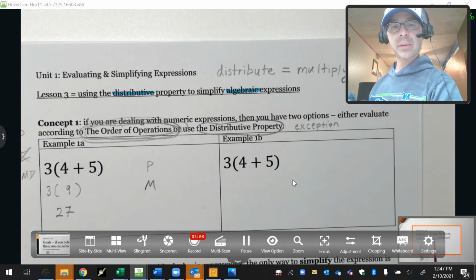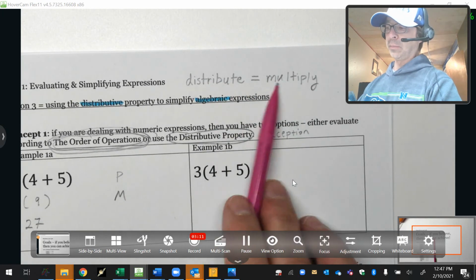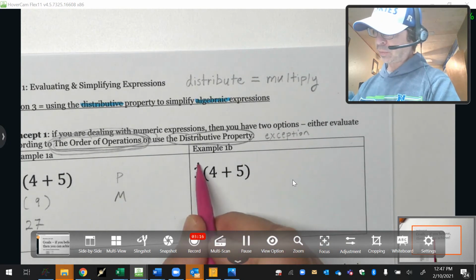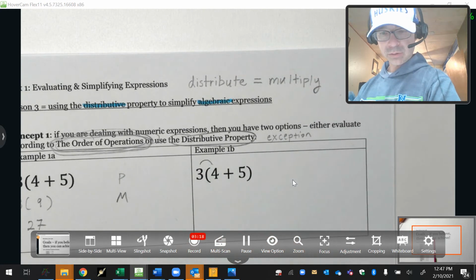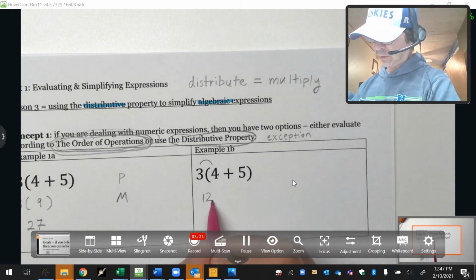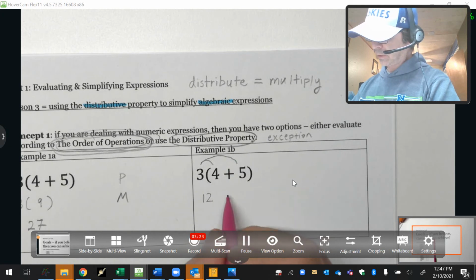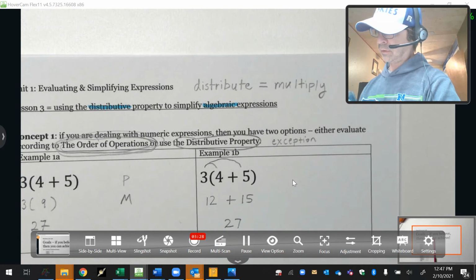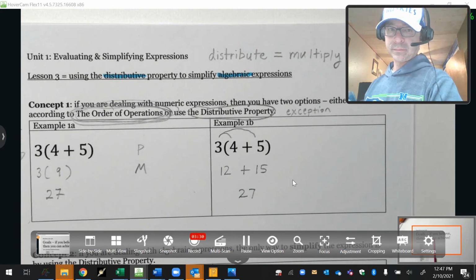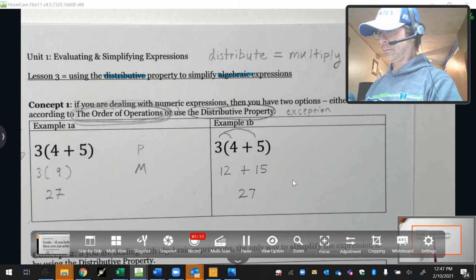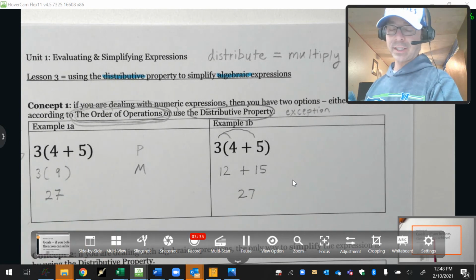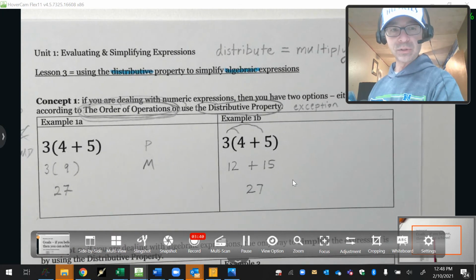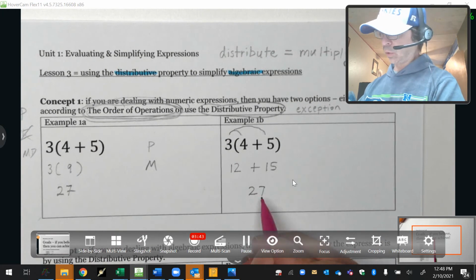Here's what distributive property means. It means multiply, right? So what it says you can do is you can multiply the 3 with the 4 to get 12, and then multiply the 3 with the 5 to get 15. Check that out. And then you add, you get 27. So with this one we did the adding first, multiplying second. We did the adding first because it was inside the parentheses, like we're supposed to. This is how you're supposed to do it. This is an exception to the rule. If you notice, we get the same answer.